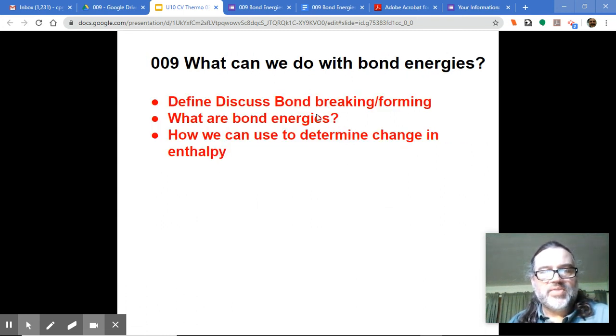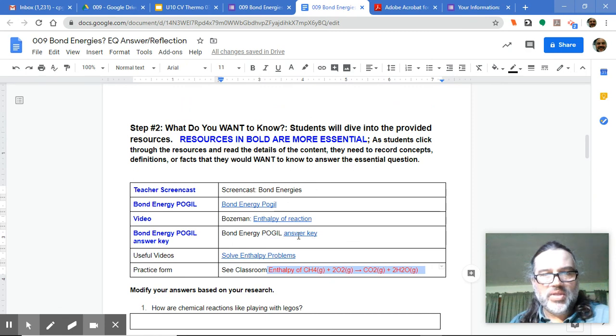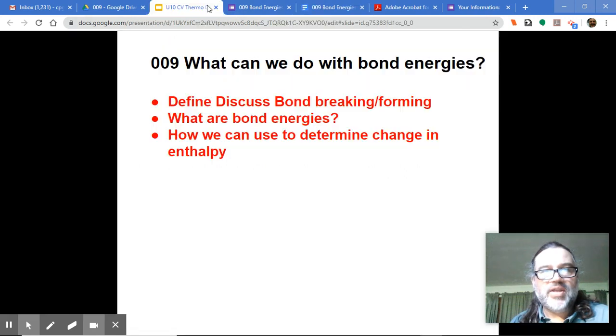So you guys, we talked about bond breaking and bond forming. Pay attention to that POGIL. Hey, there's even an answer key for that POGIL. Look at that answer key, and that'll help you understand things. We talked about bond energies and how we can determine that change.